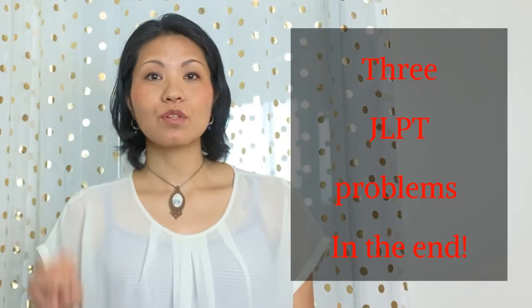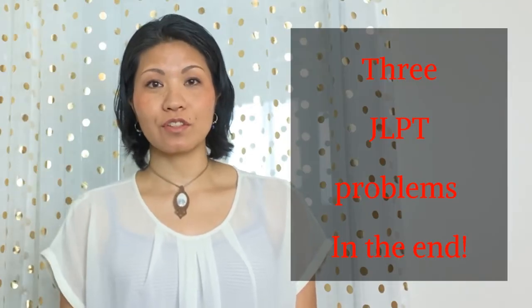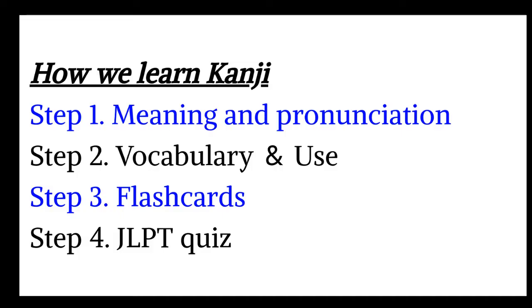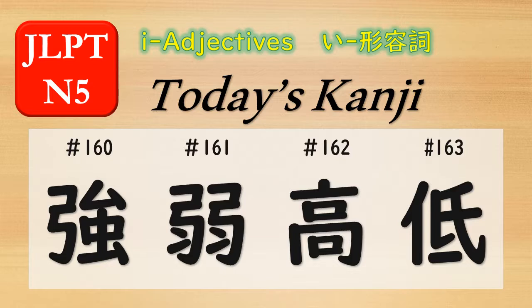I will give you 3 JLPT questions later. We are going to follow these 4 steps. These are today's kanjis. Today's theme is i-adjectives, i-keiyoshi. We are going to practice polite forms and plain forms as well, so that you can use them in a conversation.